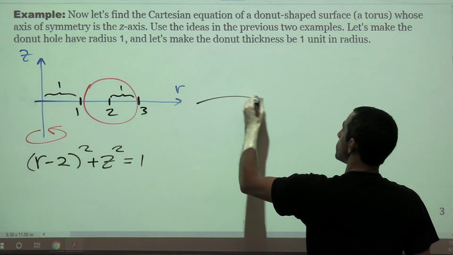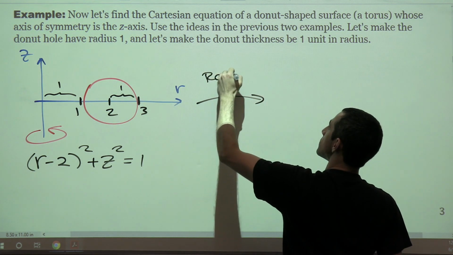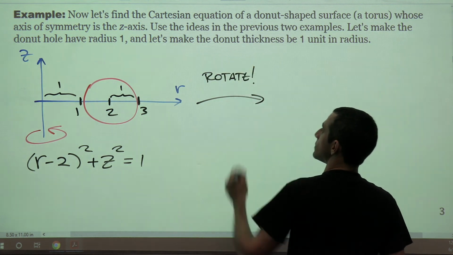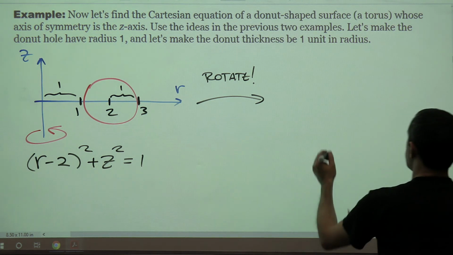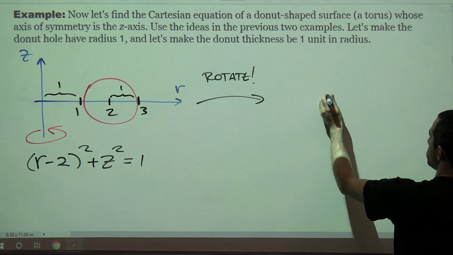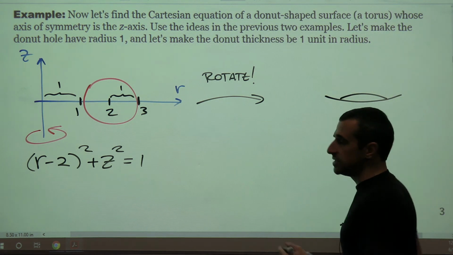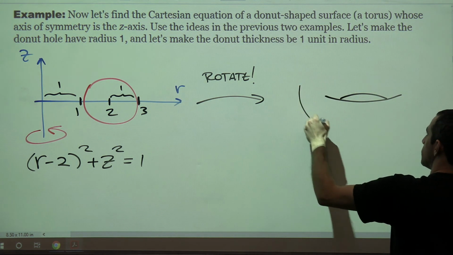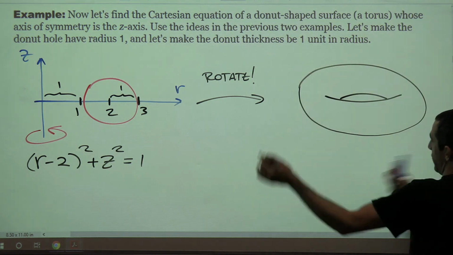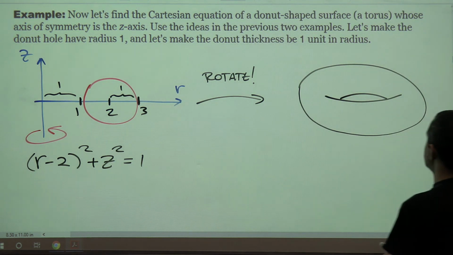So now when you rotate, you end up with your donut shape. And I'm going to try to draw a donut shape. These are hard to draw, but I'm going to try. Here's my Homer Simpson version of a donut. There you go. That's as far as I'm going to go with fanciness.